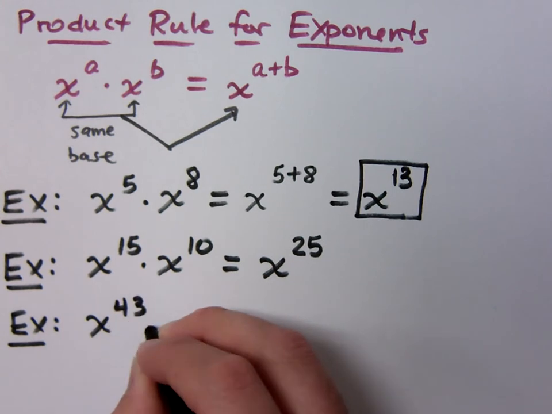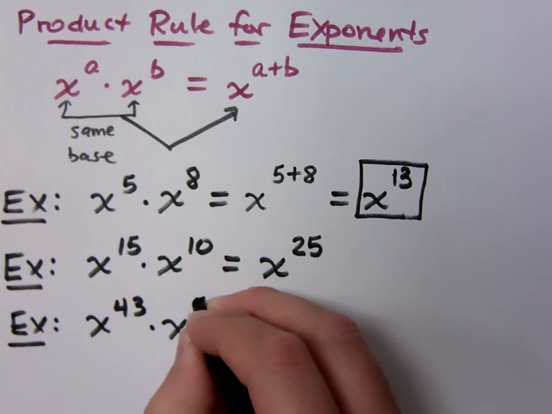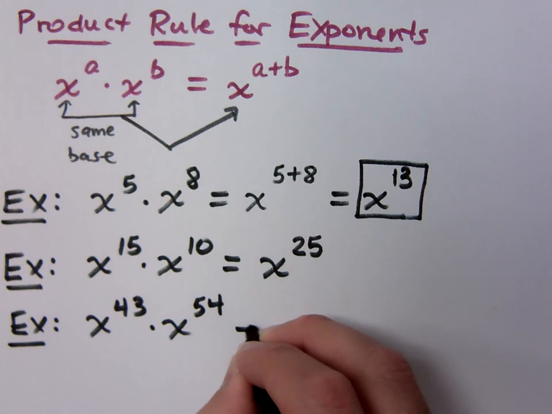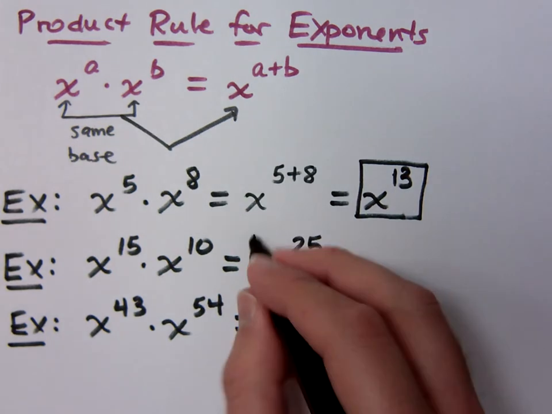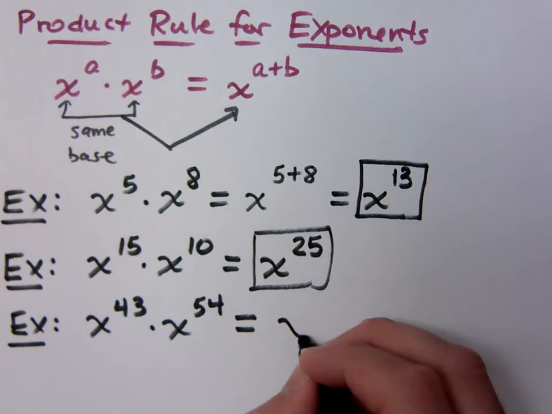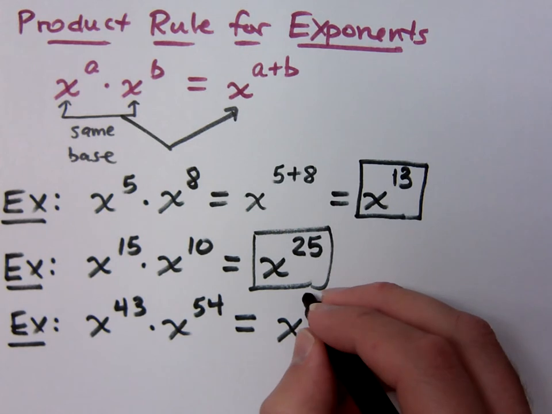What about x to the 43rd times x to the 54th? So you got this guy very easily by just adding those exponents, right? 43 and 54 is 97.